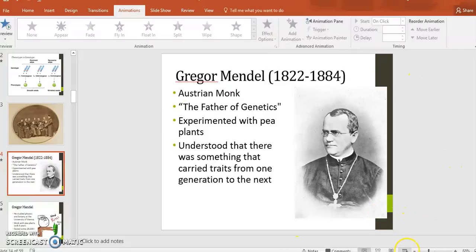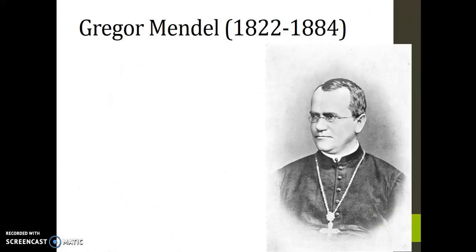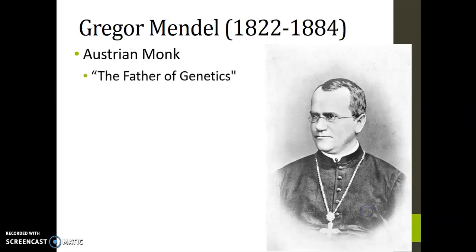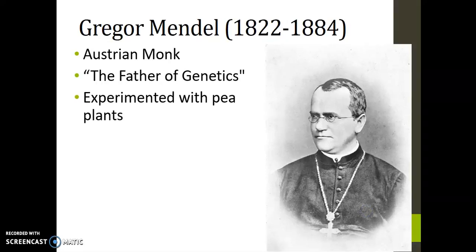So, we are talking about Gregor Mendel. He is the father of genetics. He's an Austrian monk. And in order to come up with all of his evidence for genetics and what exactly was going on, he experimented with pea plants. Very exciting.